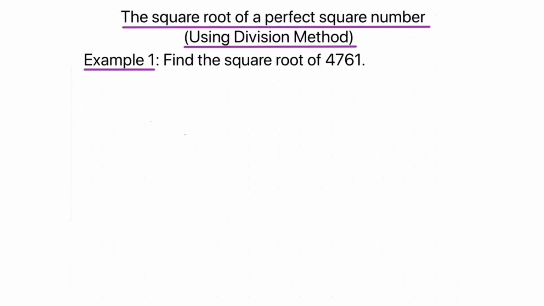Let us look at this example to find the square root of a perfect square number using the division method. Find the square root of 4761. First, we will draw lines vertically and horizontally in this way and write the number 4761 here. In this method, the first step is to group the digits in pairs starting from right to left in this way.